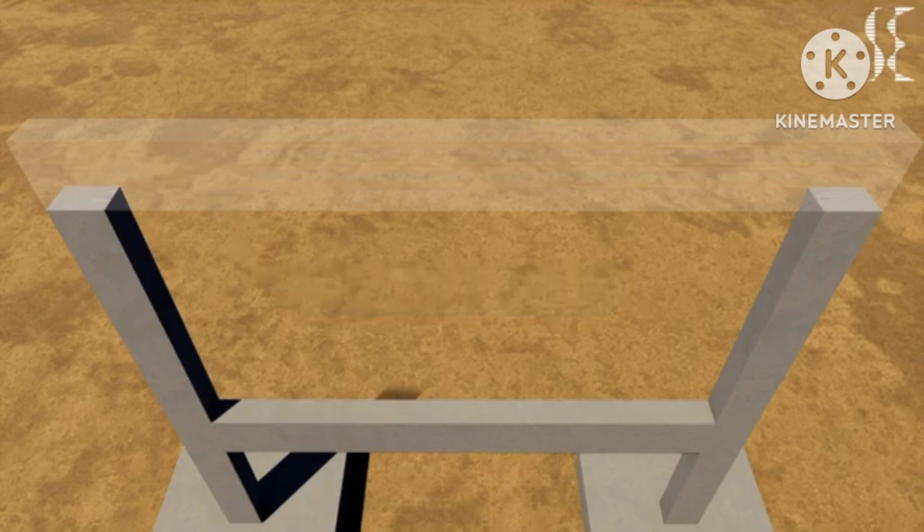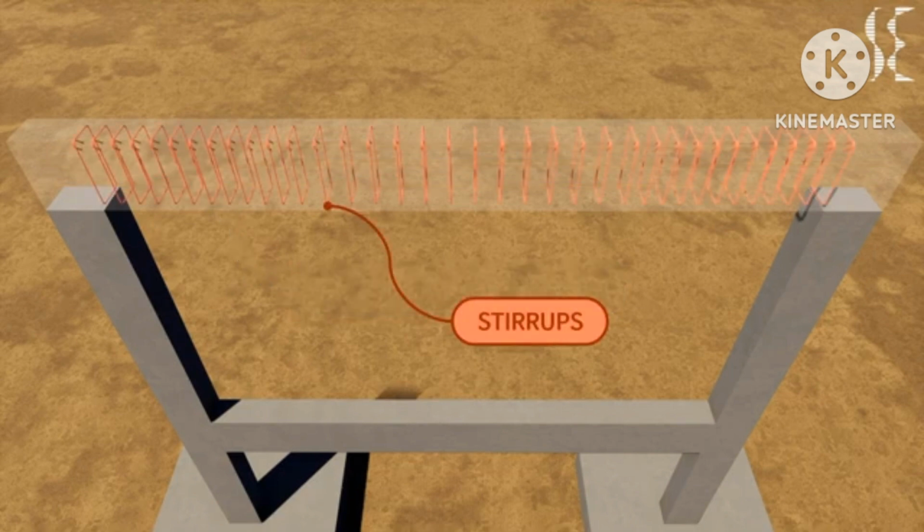Next we have stirrups or transverse reinforcement, which resist the shear stresses in the beam and hold the longitudinal reinforcement in place. Stirrups prevent shear, flexural and torsional cracks which occur at 45 degrees to the main axis of the beam. Stirrups also add to the shear strength of the concrete.